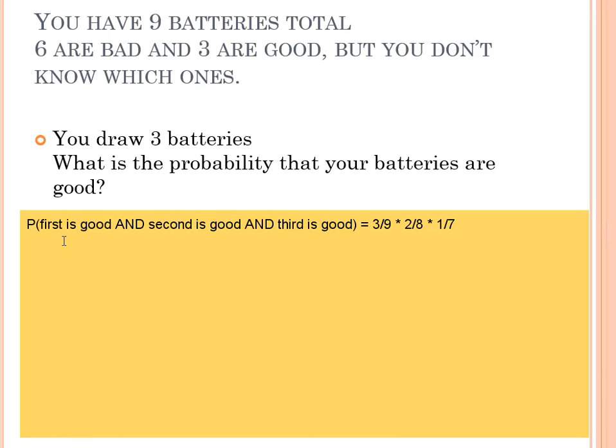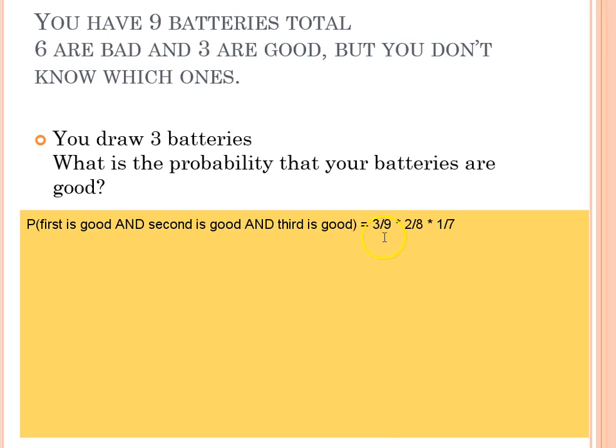Another way of saying this exact same thing is we want to know the probability that the first is good, and the second is a good battery, and the third draw is a good battery. So we need to account for the fact that we're again removing batteries and not putting them back. And so you can see the denominator in all of these is getting smaller because we're always removing one battery. We're also removing one good battery, so the numerator also goes down by 1.